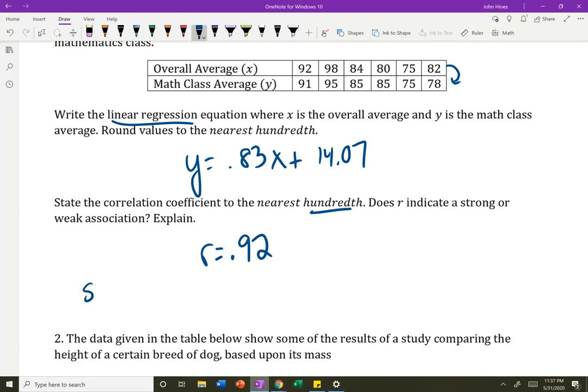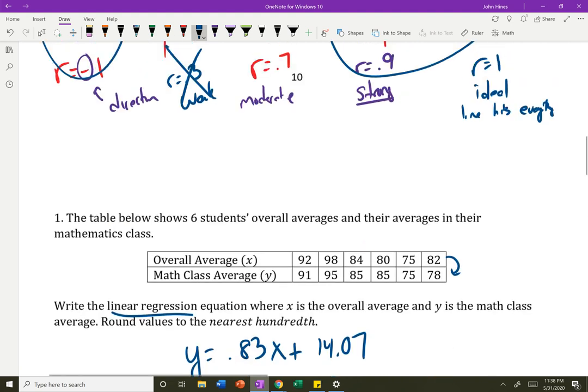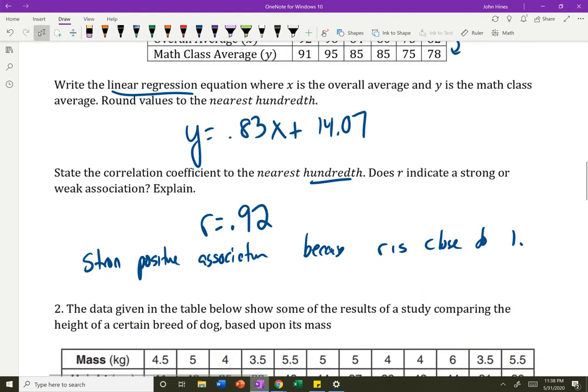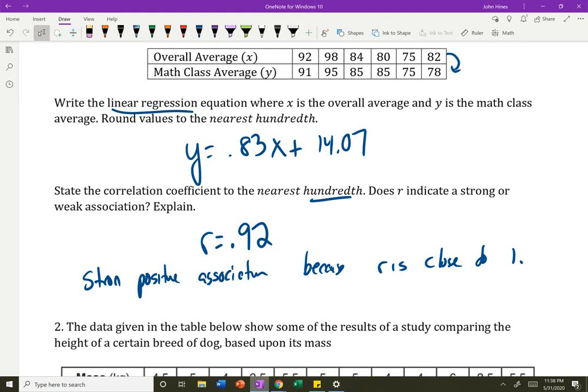So there's a strong positive association or correlation because R is close to +1. Remember, 1 and -1 are those magic numbers. The negative is fine. That just means there's a negative association. It's still strong, but there is a strong positive association because I have a good R value for my data. It's just a quick check of, does this line actually make good predictions for me?